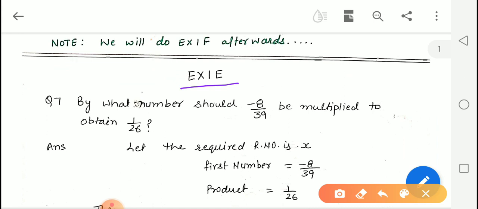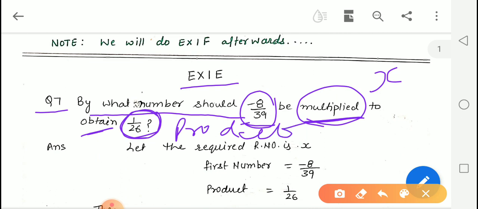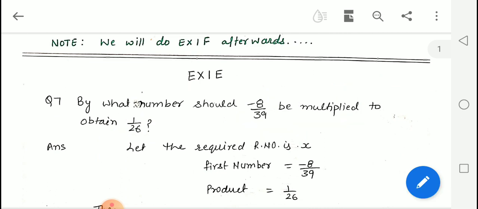Exercise 1E, question number 7. The statement is, by what number should negative 8 upon 39 be multiplied to obtain this? So beta, from this question we can judge this is our first number and it is to be multiplied. Let us say we will multiply it with x, and to obtain means this is the product. So we will form our equation accordingly.